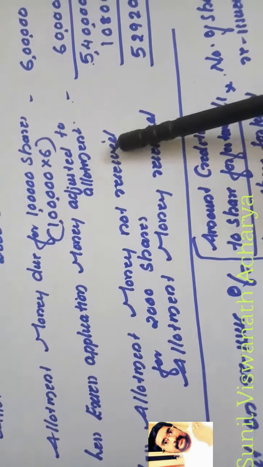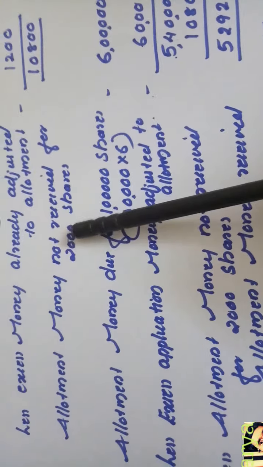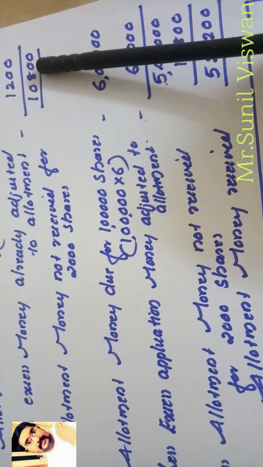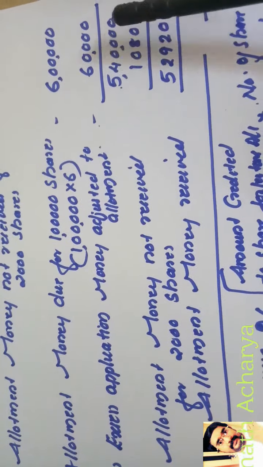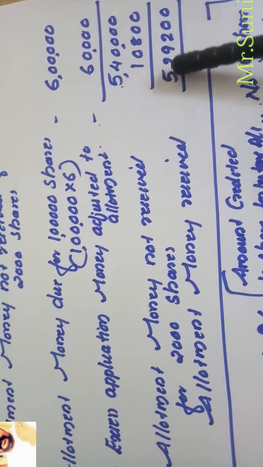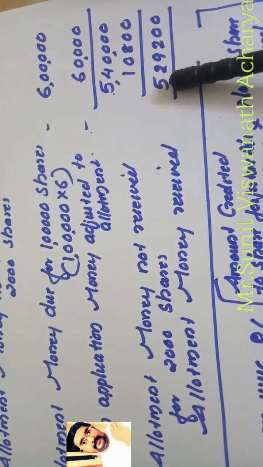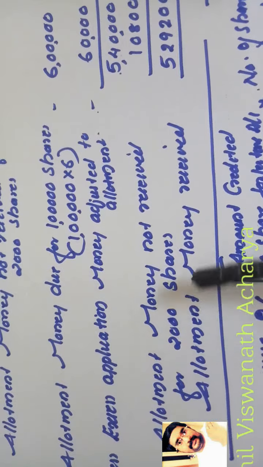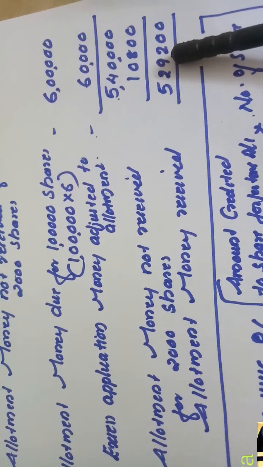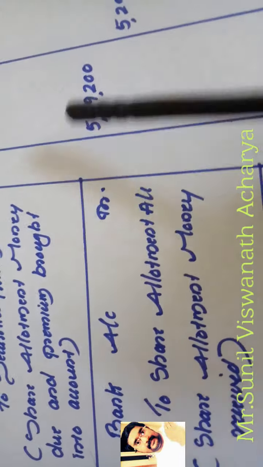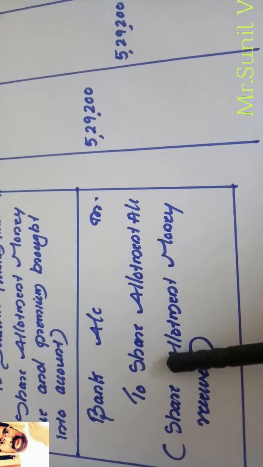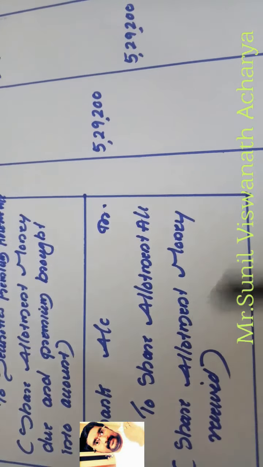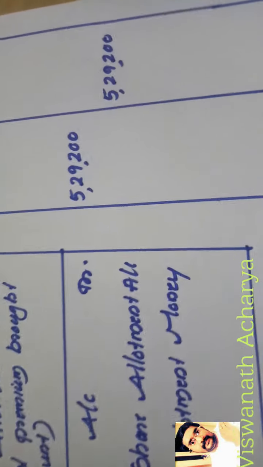Then less allotment money not received for 2,000 shares. 10,800, that we have not received. So out of 5 lakh 40,000, 10,800 we have not received. Balance, how much did we receive? 5,29,200. So total allotment money received is 5,29,200. So when you are writing the journal entry, bank account debtor to share allotment 5,29,200. Narration: share allotment money received. That calculation we have to show clearly in the examination.